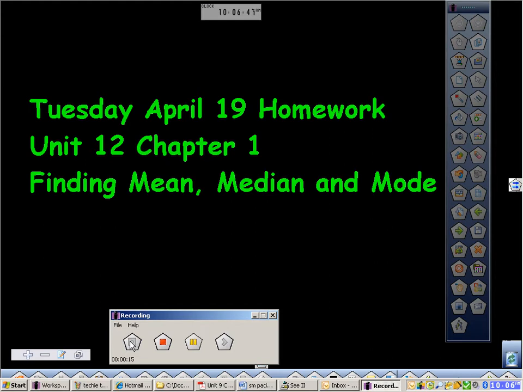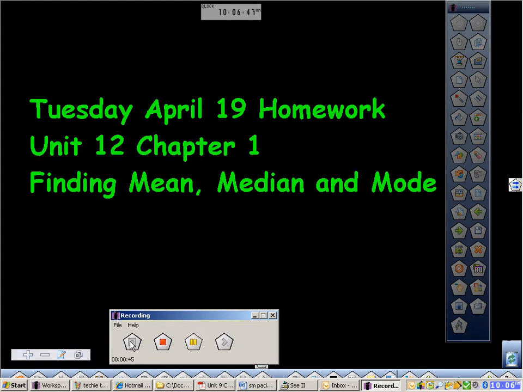Make sure you have your notes out and you're taking your notes. We're going to start Unit 12, Chapter 1. I think most of this is going to be a review, because today we're finding mean, median, and mode. We've gone over this in morning work a few times, and you might have even done it in 4th grade. So make sure you take good notes and have your notes ready to show me.